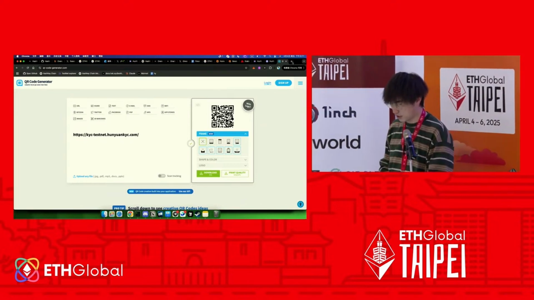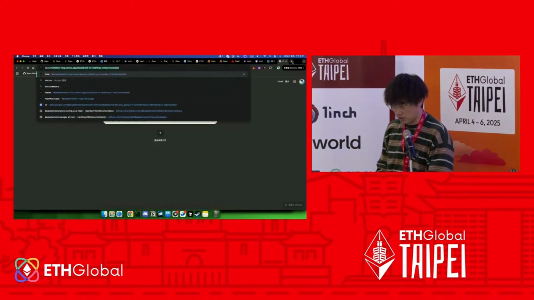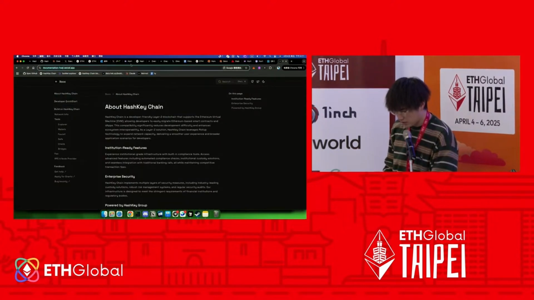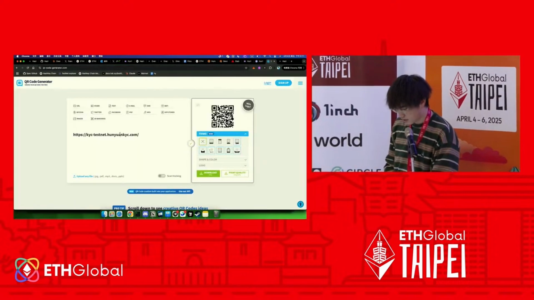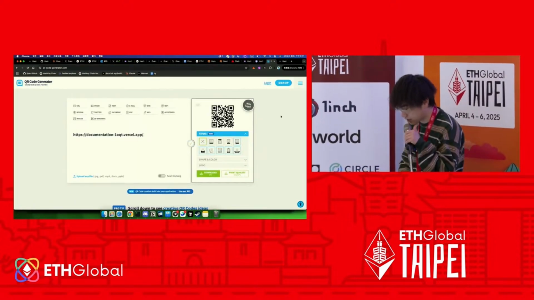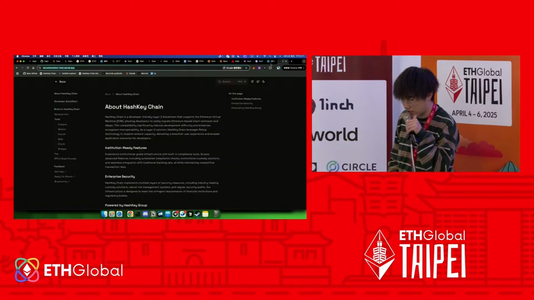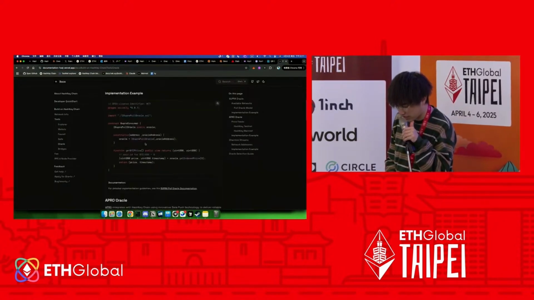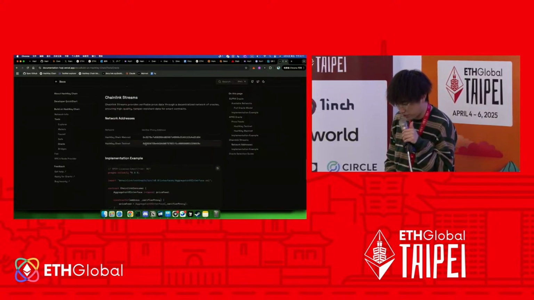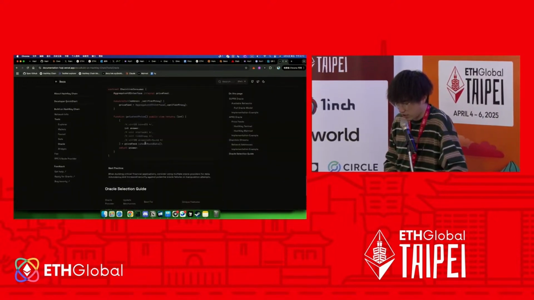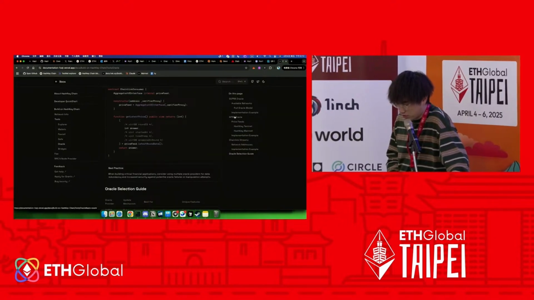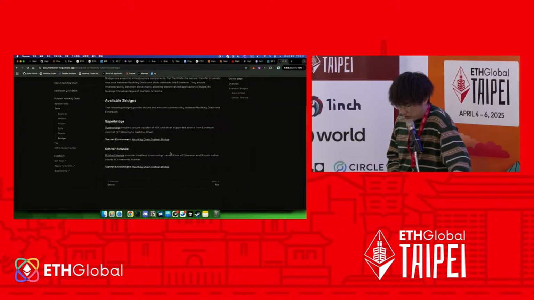Someone also asked me about the oracle. Here are the new documents of our chain, and you can find oracles here. Currently we have Supra, Chainlink, and also API3. You can find the best one you need here. We have three oracles here, and for bridges we also provide two.